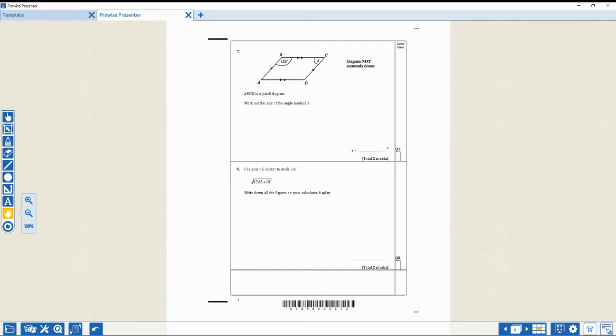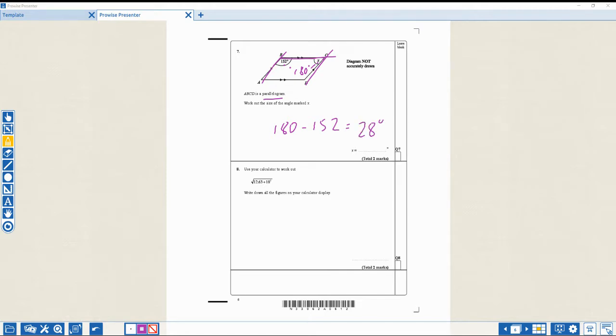Alright, question number 7. We're told that this shape is a parallelogram. We need to work out the size of angle X. There it is there at the top right. Now, when you've got 2 parallel lines like this and a line that goes through them, these 2 angles add together to make 180 degrees. So quite simply, 180, take away 152, and that gives us our value of X, which is 28 degrees.